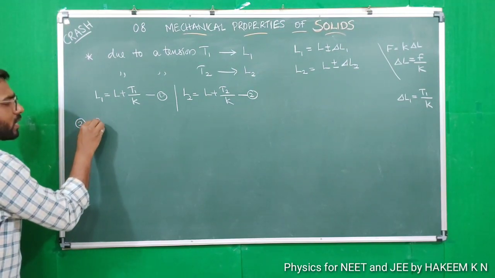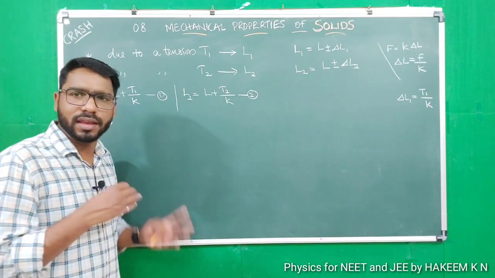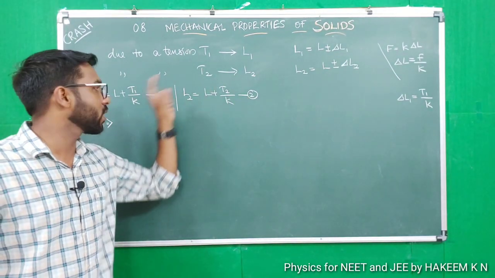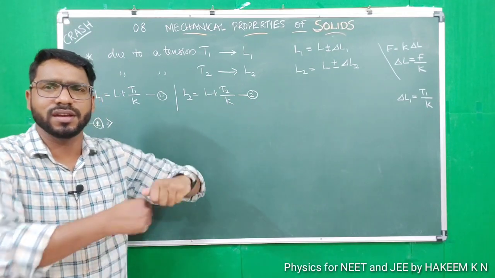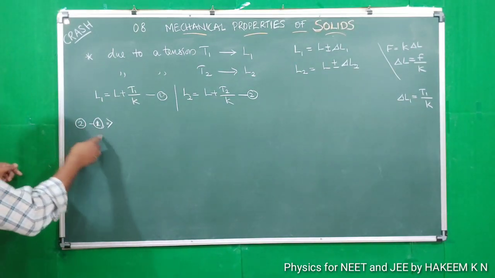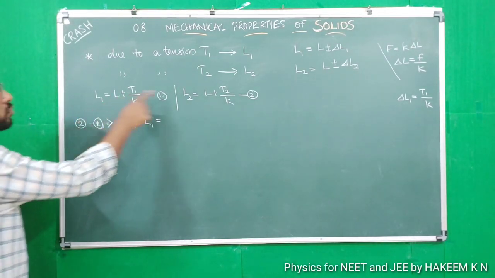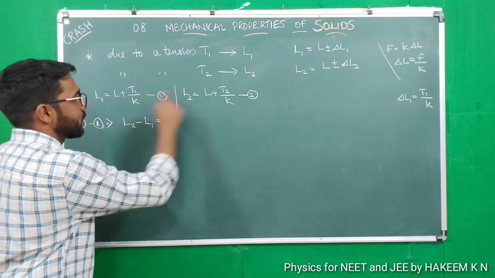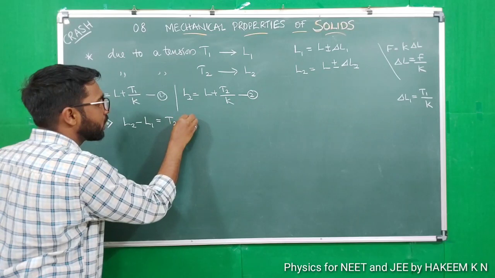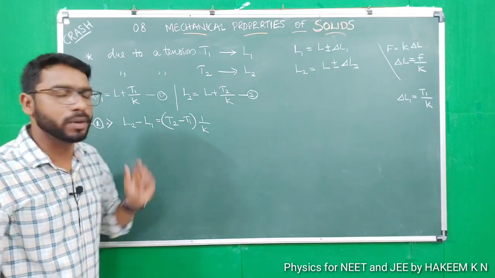First, equation number 2 minus 1. I am subtracting 1 from 2, as I am assuming that tension T2 is bigger. If T2 is bigger, L2 will be bigger, right? Or you can do 1 minus 2 also, no problem. So 2 minus 1, we get L2 minus L1 equals, L will be cancelled, T2 by K minus T1 by K. So I can write T2 minus T1 into 1 by K.